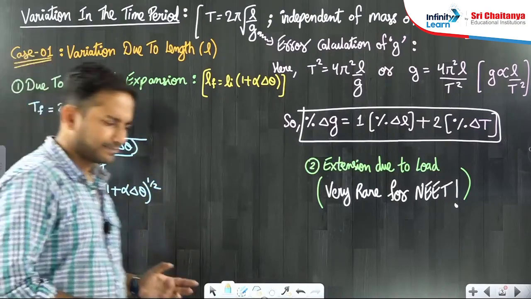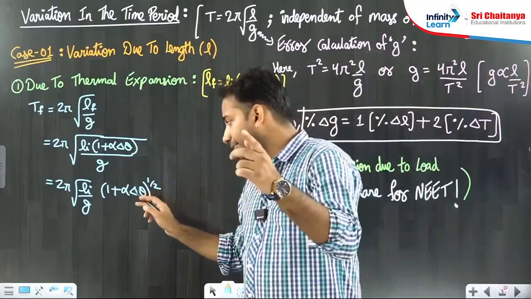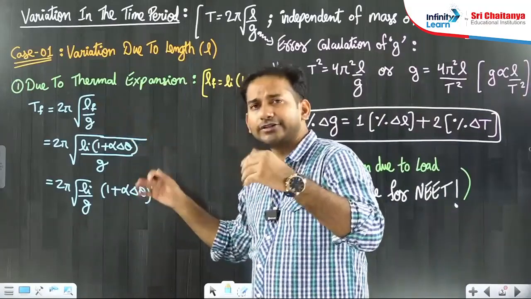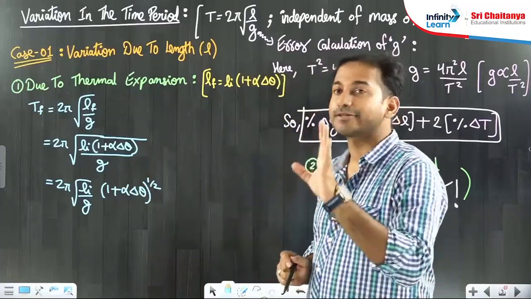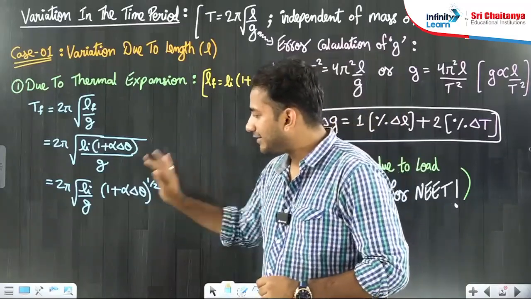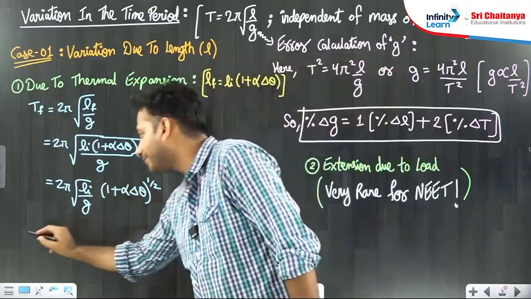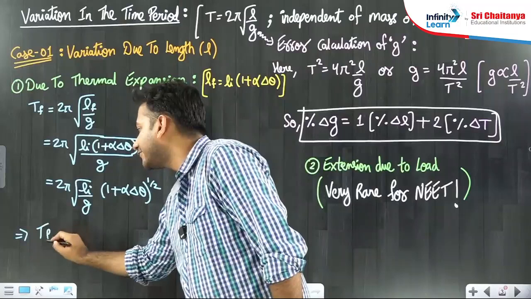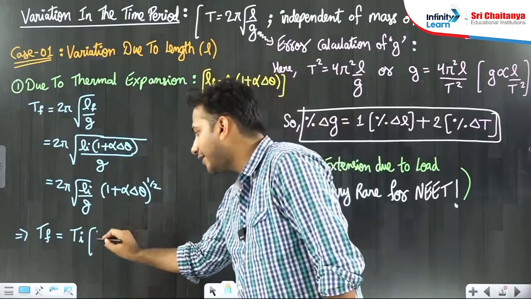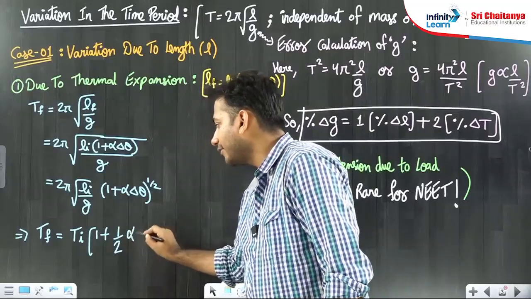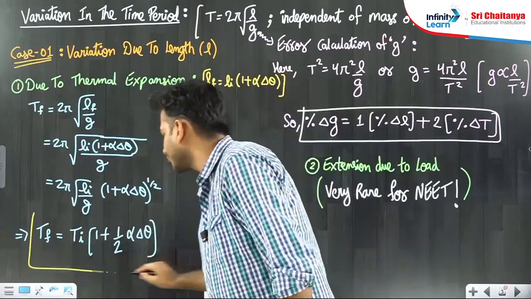And as far as you remember, I hope you remember it, in all the cases of thermal expansion, you always have a habit to apply the binomial approximation. So this power will get easily multiplied here because practically the value of alpha is very, very small in comparison to 1. So you can write T final will be equal to T initial. This 2 pi under root L initial by g can be written as T initial, and it is 1 plus half alpha delta theta. So this is the governing relation you are going to use here.